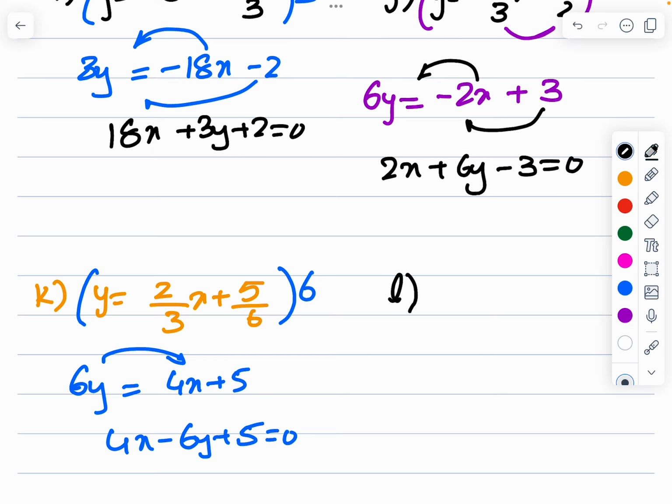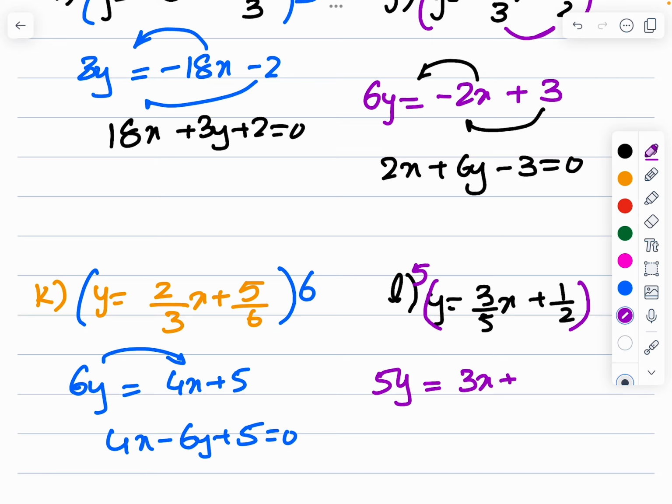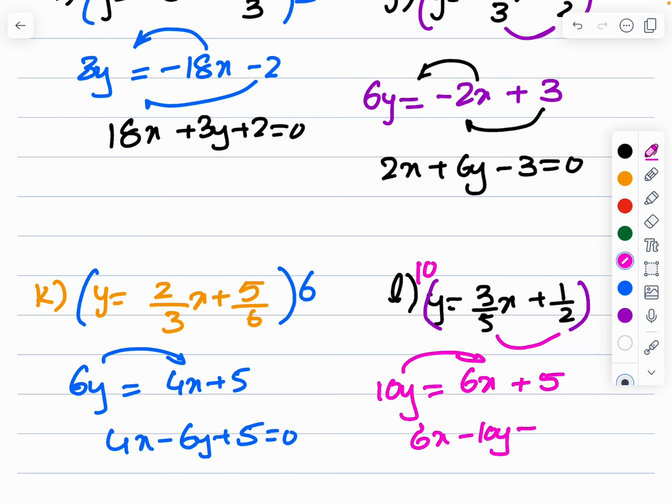Then L, y equals 3 upon 5x plus 1 upon 2. So multiply by 5 on both sides. Rather than multiplying by 5 this time, I multiply by 10. The reason I multiply by 10 is so that 5 times 2 is 10. So 10y equals 30 by 5 is 6x, 10 by 2 is 5. Bring 10y to the other side. 6x minus 10y plus 5 equals 0.